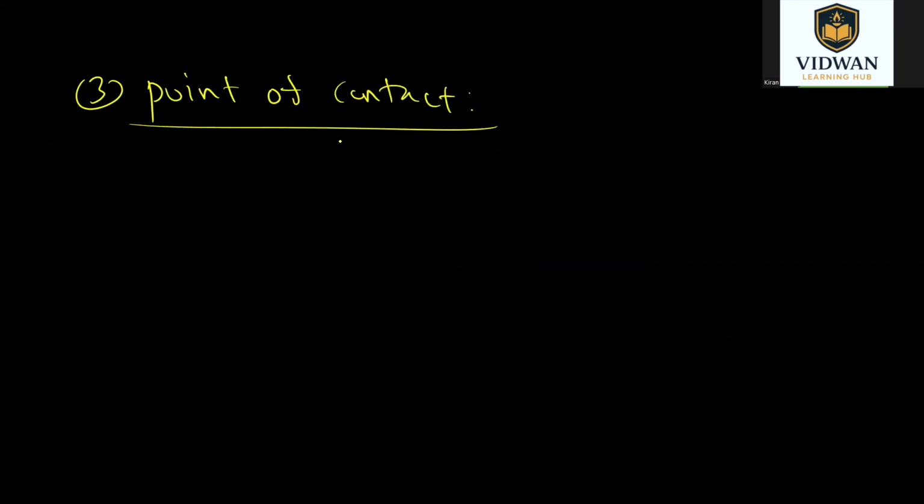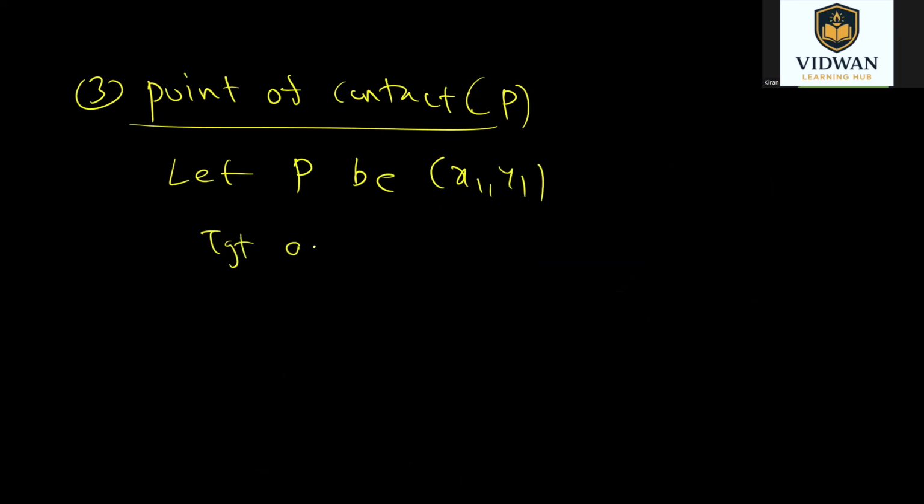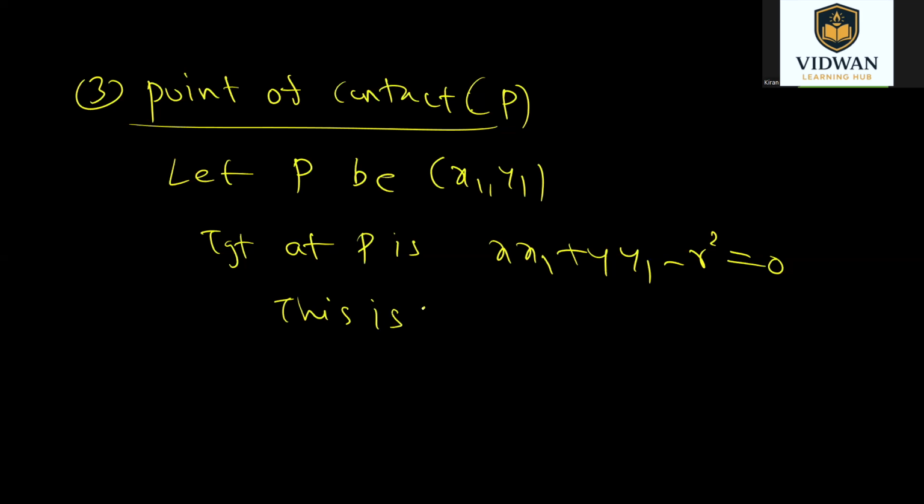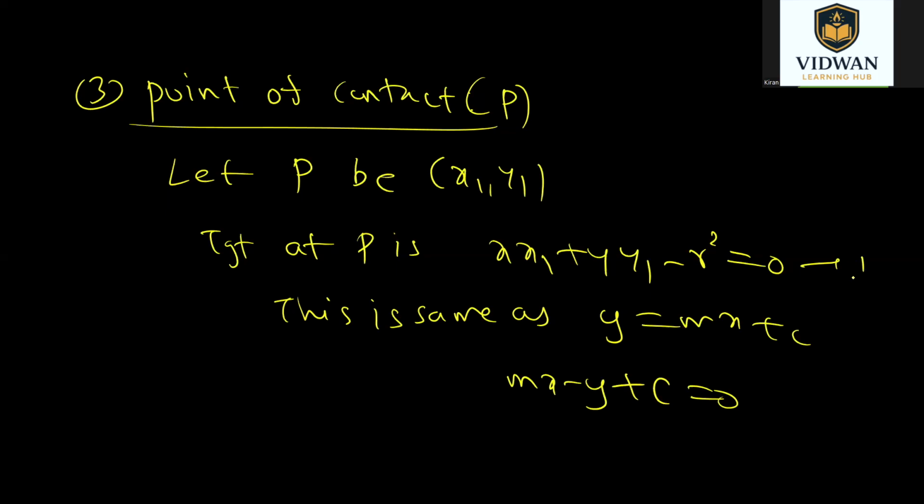For that, what are we supposed to do? Let the point of contact P be x1 comma y1. Then if you know the point of contact, what is the tangent in point form? So tangent at P is therefore xx1 plus yy1 minus r square equals 0, formula we should apply, because we already learned this before. This is same as, already you know this line. So what is the line given already? This is same as y equal to mx plus c. Or you can also write that as mx minus y plus c equal to 0. Let this be 1, let this be 2.